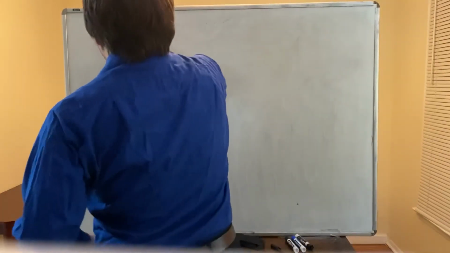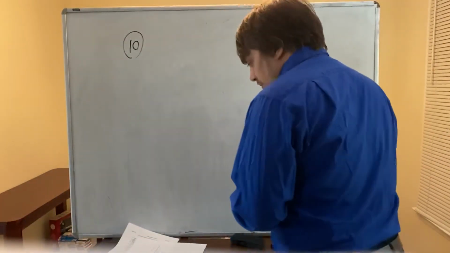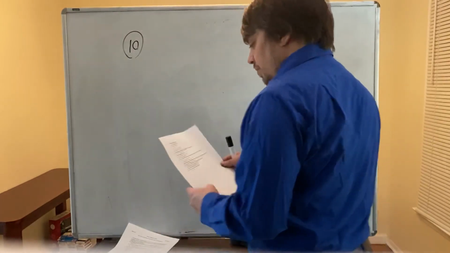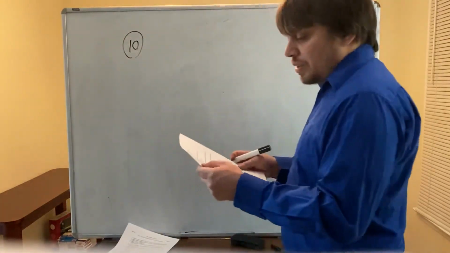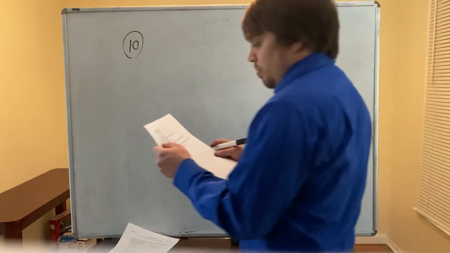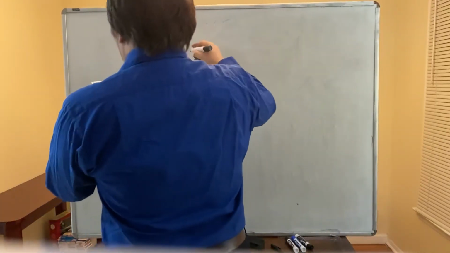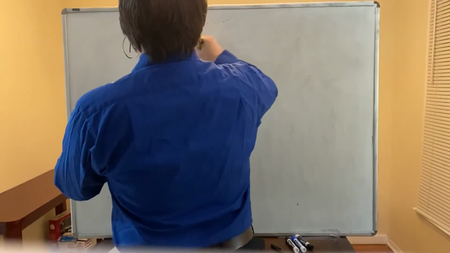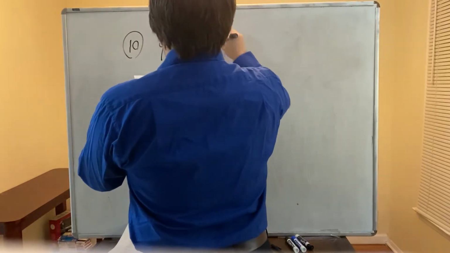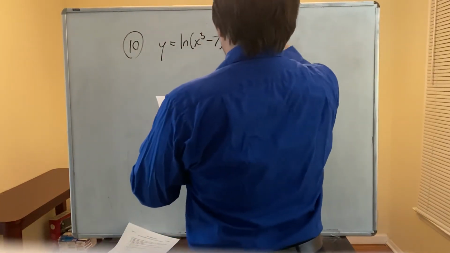Number 10. Find an equation of the tangent line to the curve at the given point. The curve is y equals ln of x cubed minus 7. The point is (2, 0).